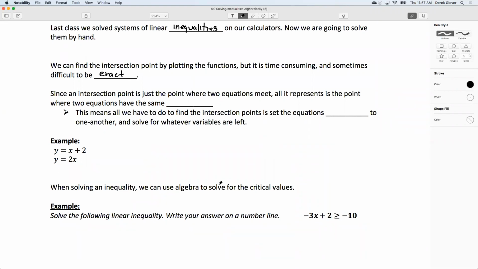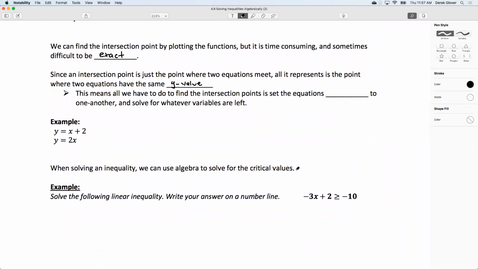Since an intersection point is just the point where two equations meet, all it represents is the point where two equations have the same y value and x value. This means that all we have to do to find the intersection points is set the equations equal to one another and solve for whatever variables are left.